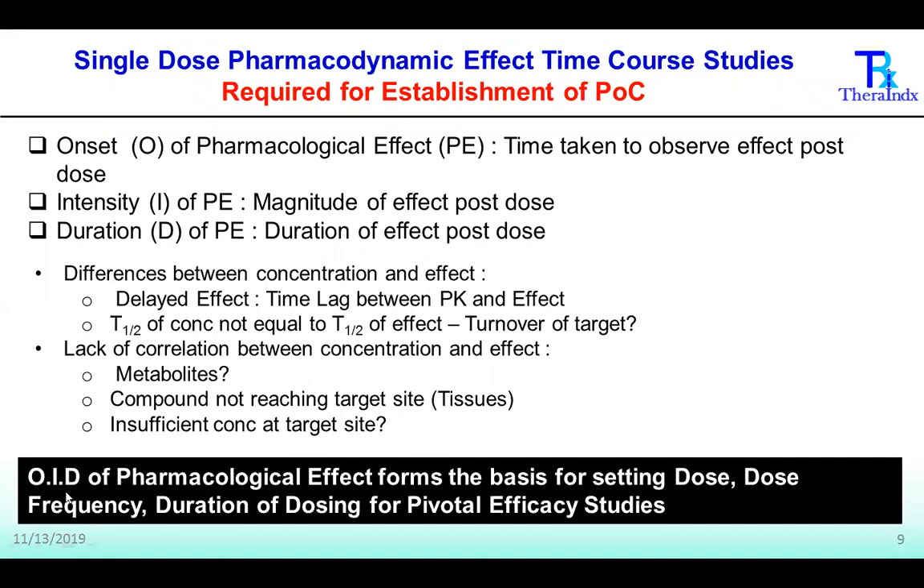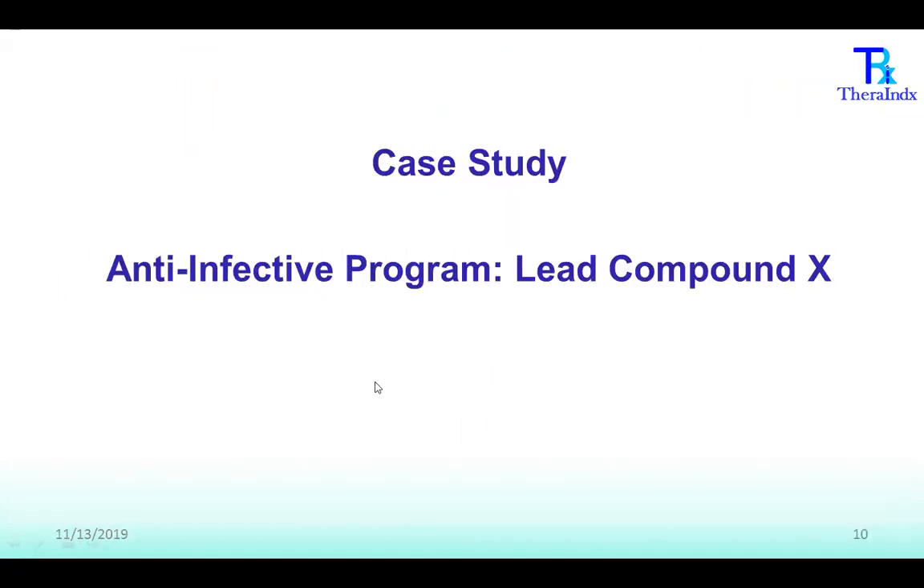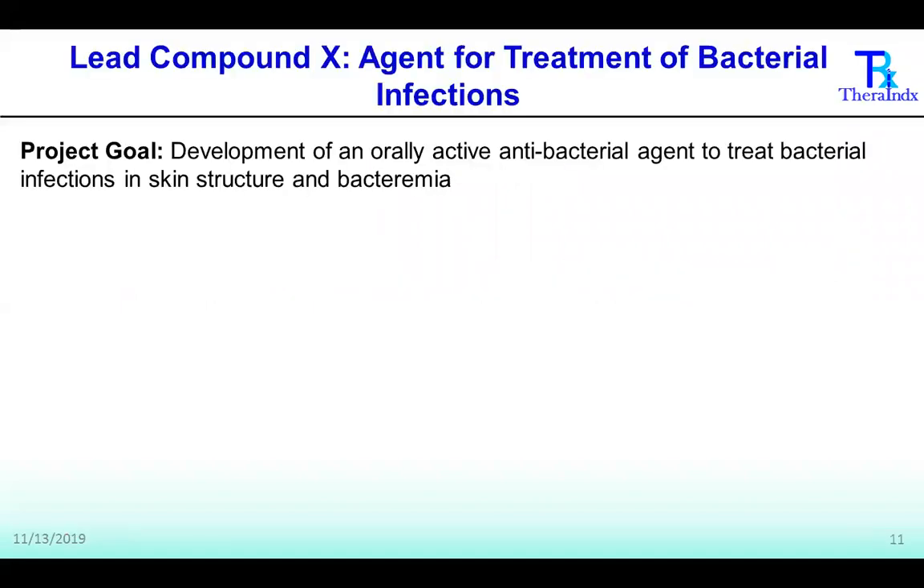So the onset, intensity, and duration of pharmacological effect, referred to as OID, forms the basis for setting dose frequency, and the duration of dosing for key pivotal efficacy studies. I'll illustrate this approach using a case study where a lead compound, let's refer to it as X, from an anti-infective program. The project goal is to develop an orally active antibacterial agent to treat bacterial infections in skin structure and bacteremia.